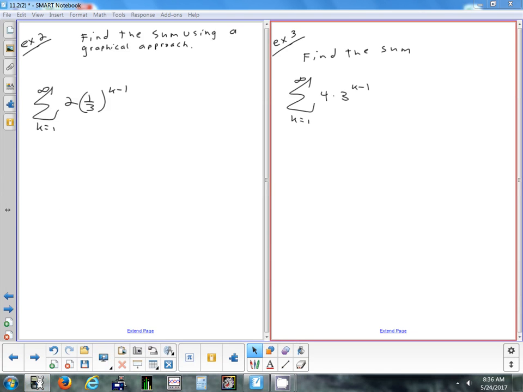In example 2, what did you multiply by to get from one term to the next? 1/3. So what's happening to the terms as you go further and further out? They're getting smaller. What are they approaching? Not what are they adding up to. What are the individual terms approaching? 0. So there's a difference between what the individual term is approaching and what the sum of the terms is approaching. The sum of the terms is approaching 3, but the individual terms are approaching 0.